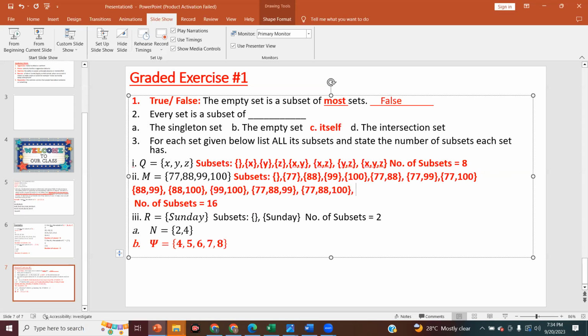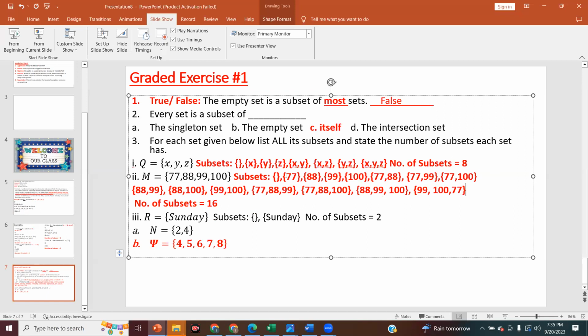And what else we need? So we need 88, 99, and 100. And the next thing we need is 99, 100, and 77. Good. Do you all have that?